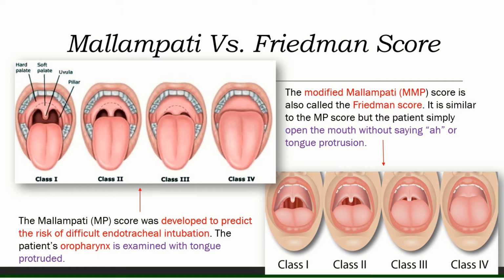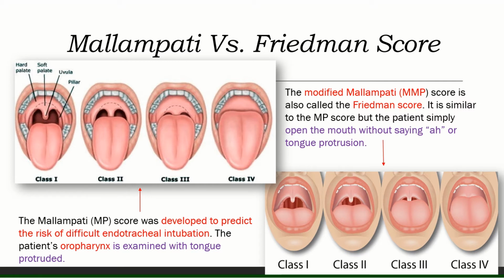All right, so the bottom picture is what we call a modified Mallampati score. MMP, modified Mallampati score. And it's called the Friedman score. Okay, some people say Friedman, some people say Friedman. It is similar to the Mallampati score, but the patient simply opens the mouth without saying ah or without protruding the tongue. So look at the two pictures.